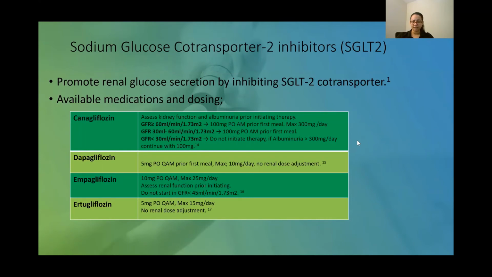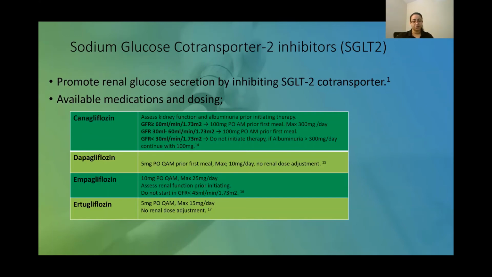And if the patient has albuminuria of more than 300 milligrams per day, we could continue with 100 milligrams. Dapagliflozin could be taken as 5 milligrams by mouth in the morning with the first meal, to a maximum of 10 milligrams per day. No renal dose adjustment is required. The third SGLT2 is empagliflozin, taken as 10 milligrams in the morning to a maximum of 25 milligrams per day.